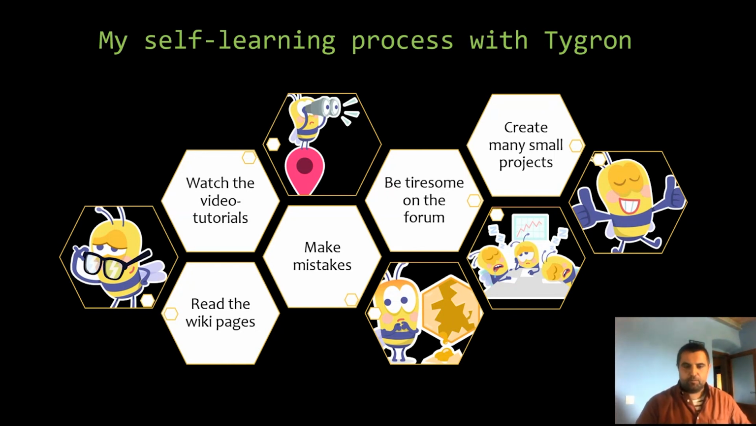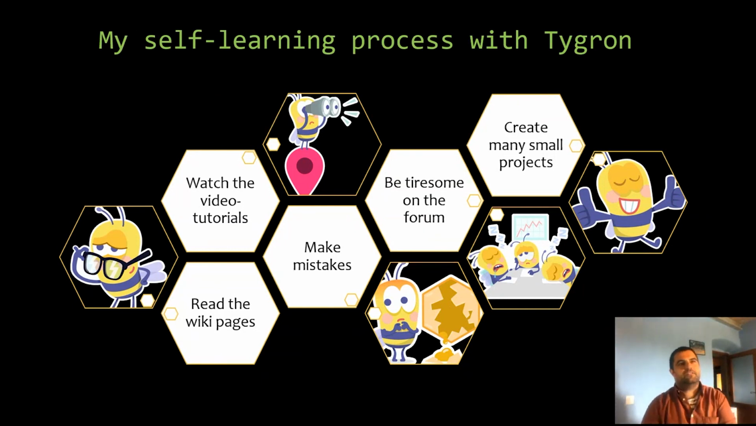The first thing, I think, is to read the wiki pages. I read the wiki, almost all of it, and I went back again and again anytime I had a doubt. This was my main source of knowledge on how to deal with Tygron, but also the video tutorials. But those are to complement, not to learn from in the first instance, because I think the background from the wiki is very important to take advantage of the video tutorials after.